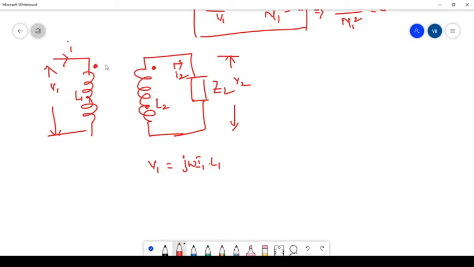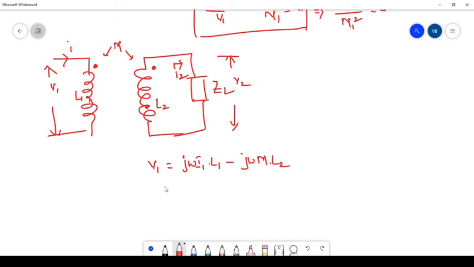Here for the mutual inductance, these two current directions are opposite, right? One current is entering at the dotted terminal and the second current is leaving at the dotted terminal. So the mutual inductance term is negative. Let us take the mutual inductance value as M here, so minus j omega M into I2.